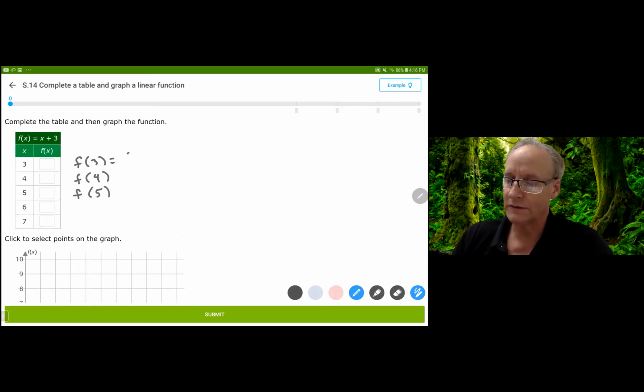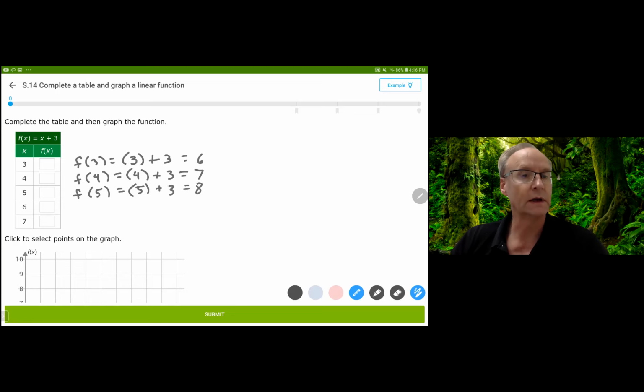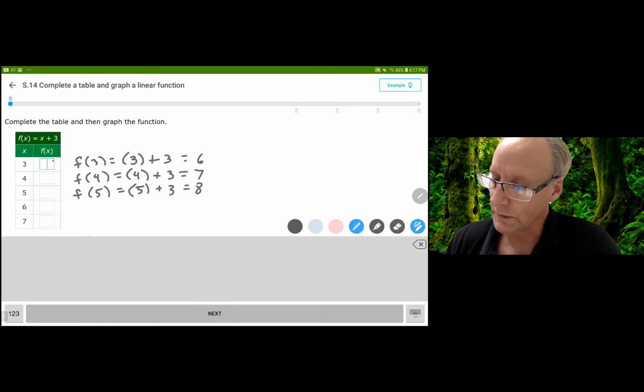And what we do is we substitute instead of x and add the 3, and so on. So this is the part that's going to be missing. 3 plus 3, of course, is 6. And this one gives us 7. And this one gives us 8, and so on. And you can probably see the pattern from there.